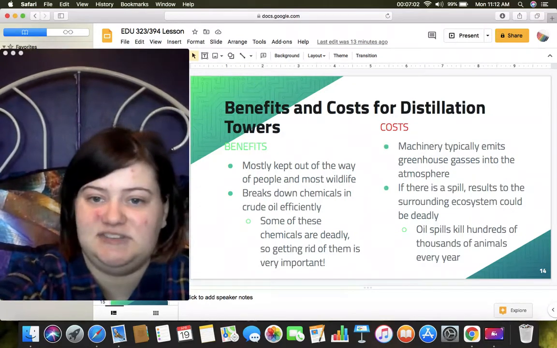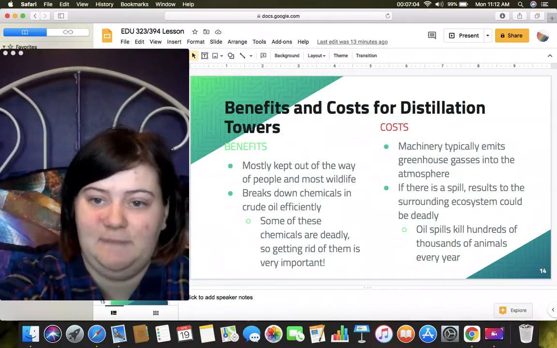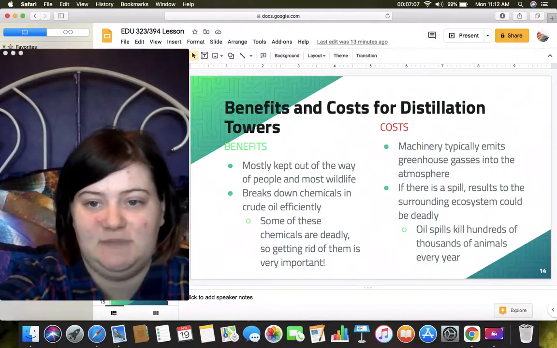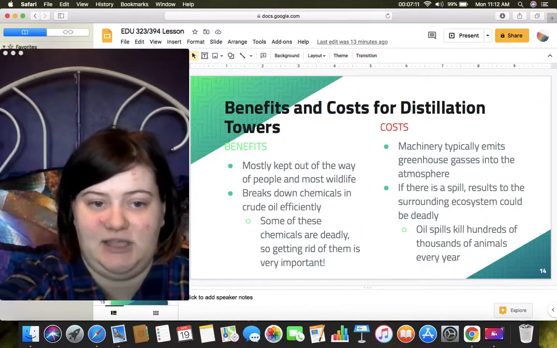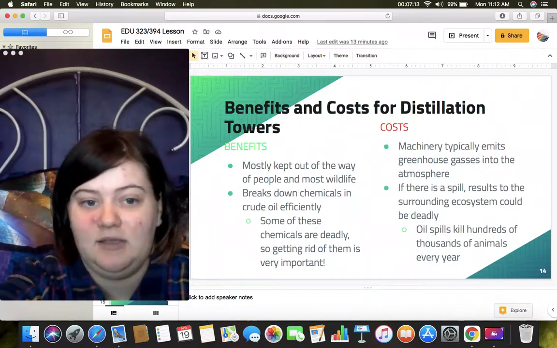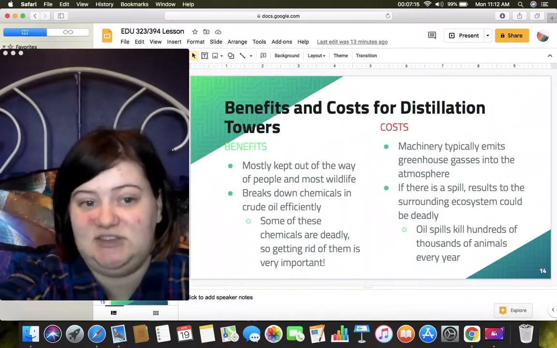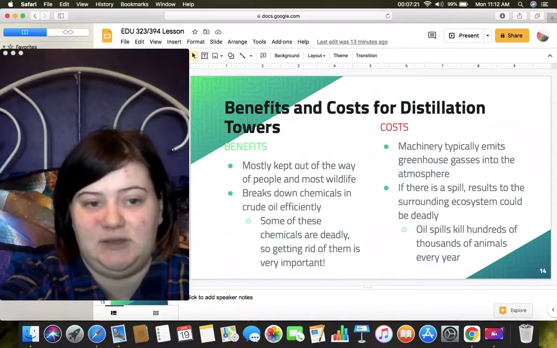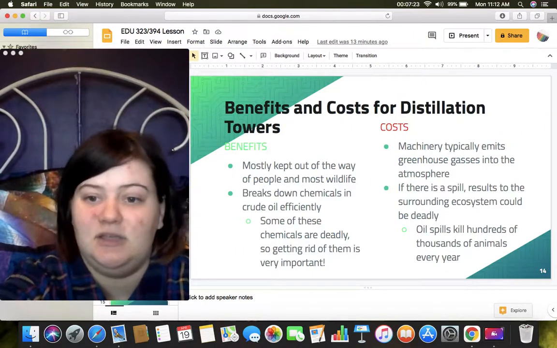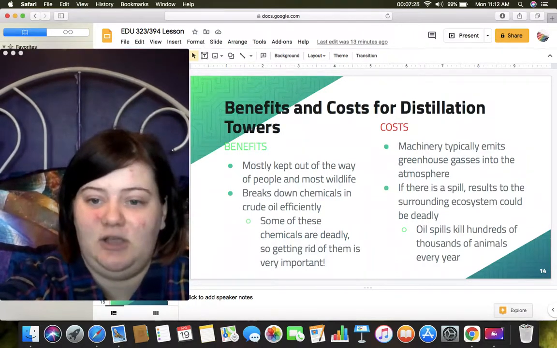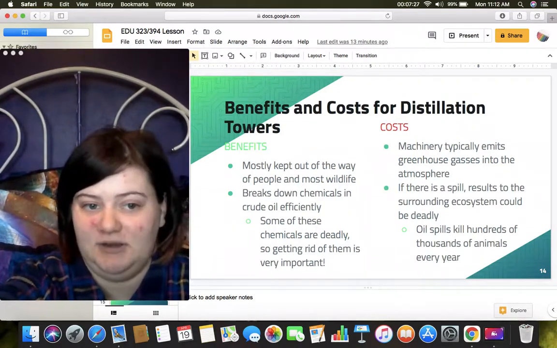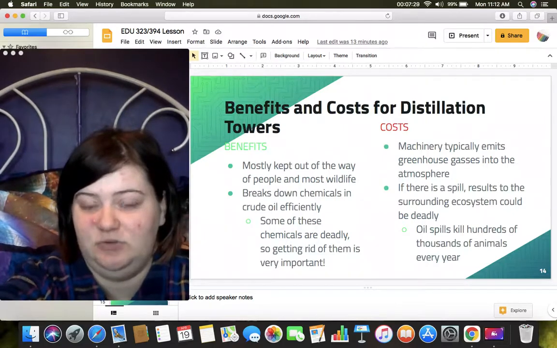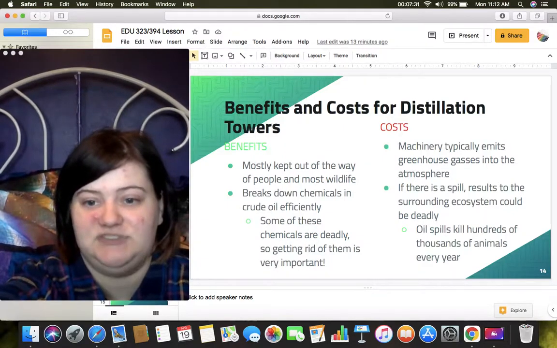Some costs for the distillation tower, however, is that the machinery involved typically emits greenhouse gases into the atmosphere, such as carbon dioxide, carbon monoxide, some stuff like that. And if there is a crude oil spill, results to the surrounding ecosystem could prove to be very deadly if you've seen past current events. Oil spills can kill hundreds of thousands of animals every year, so it can be very detrimental to the wildlife and the ecosystems around it.